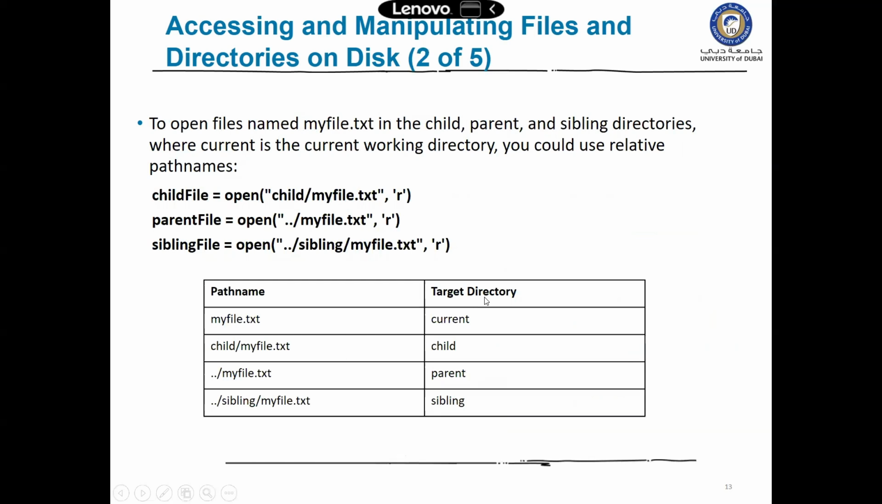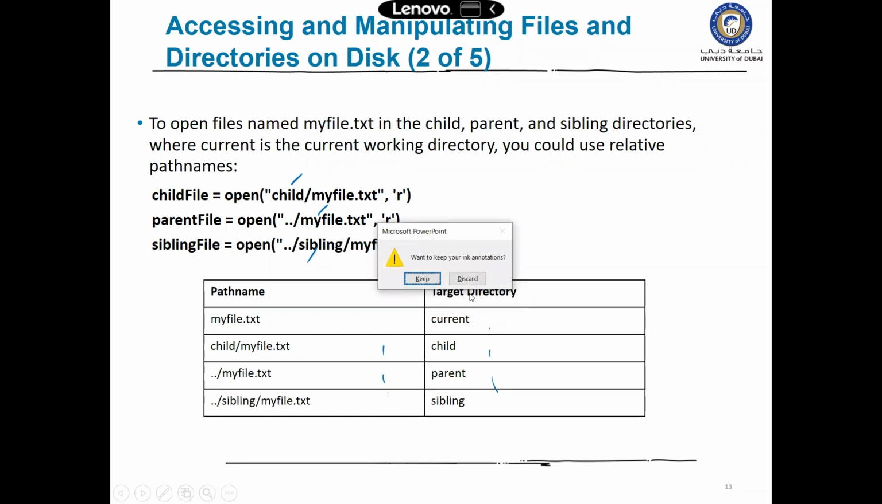All right. So to open a file named myfile.txt in the child, parent, and sibling directories, let's not worry about all these conventions. The general way will be something simple. Again, let's not worry about those. We'll see that actually right now.